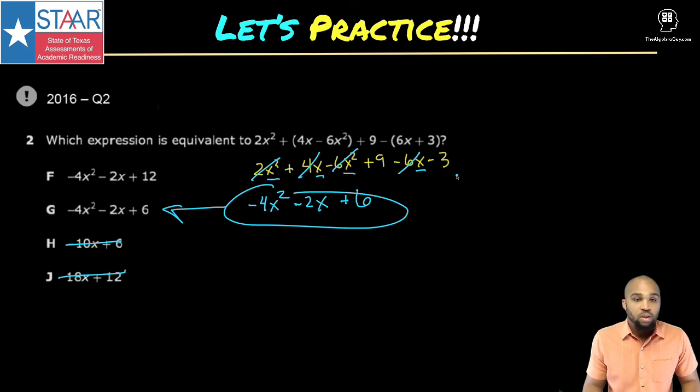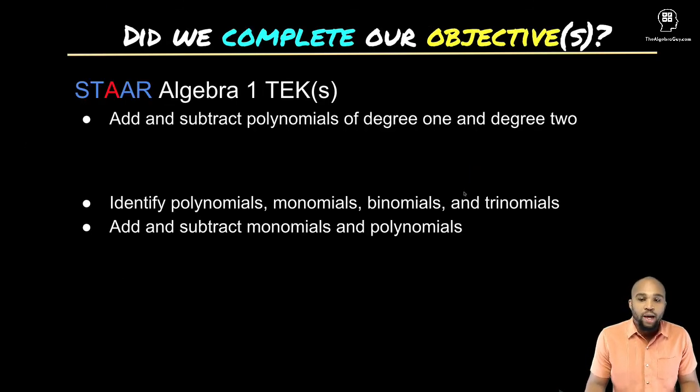It's that simple. We are at the close. Did we complete our objective? Yes, we added and subtracted polynomials of degree 1 and degree 2. Fantastic. And yes, we covered these items underneath here as well, talking about monomials, binomials, and trinomials.